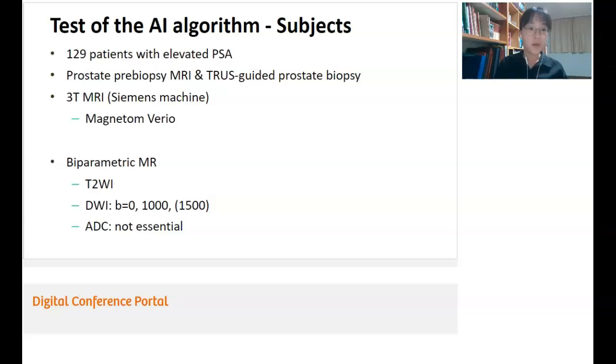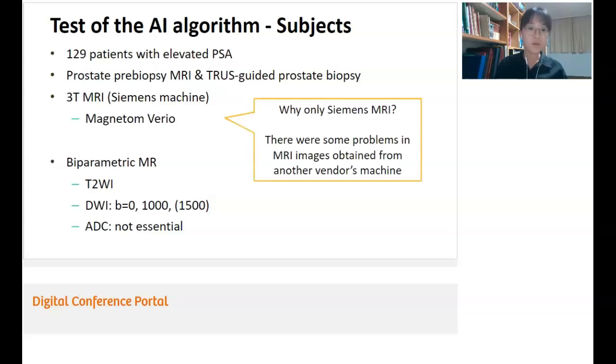Prostate pre-biopsy MRI examinations were used, and TRUS-guided biopsy results were referenced as gold standards. MRI examinations from Siemens 3T MRI machines were evaluated. Somebody may want to know why I used only MRI examinations from Siemens MRI. In my hospital, there is another vendor's MRI machine, but the signal intensity on diffusion-weighted image was very strange, so the results were not reliable, and I excluded all examinations obtained from the machine.